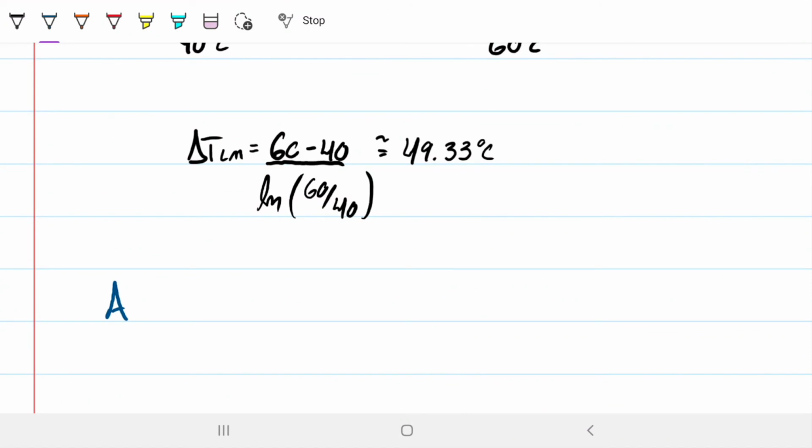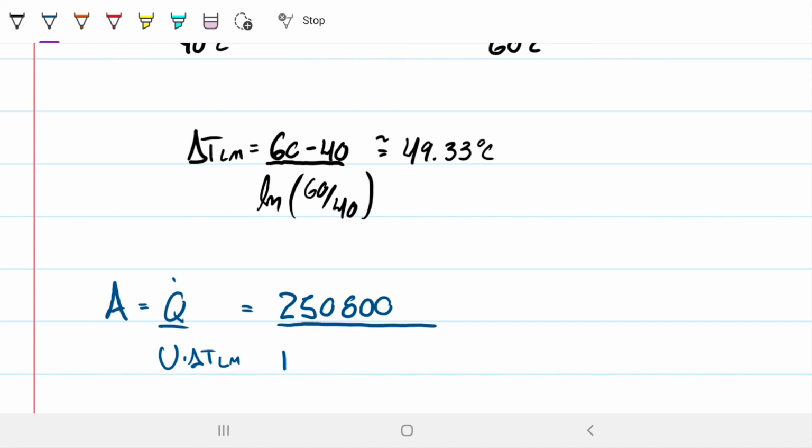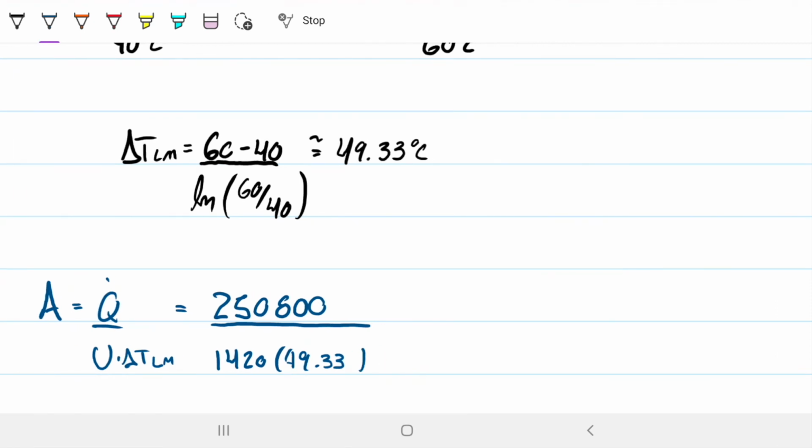If you want to find out what's the area, we know it's requiring, remember, Q over U delta T log mean. Our F was assumed to be 1, so this is 250,800 watts divided by 1,420, and this guy here is 49.33 degrees Celsius. In terms of units, let's just put the units here. So this gives me 3.58. Let me just double check on the units.